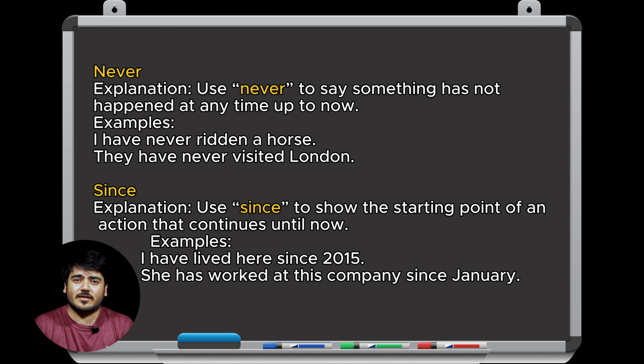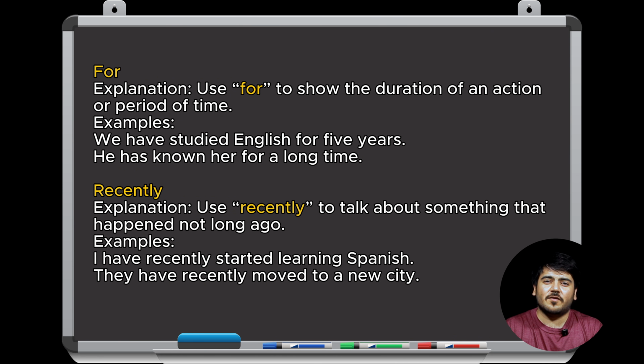Number 6, since. We use since to show that the starting point of an action continues until now. Examples: I've lived here since 2015. She has worked at this company since January. Next, for. We use for to show the duration of an action or period of time. Examples: we have studied English for 5 years. He has known her for a long time.